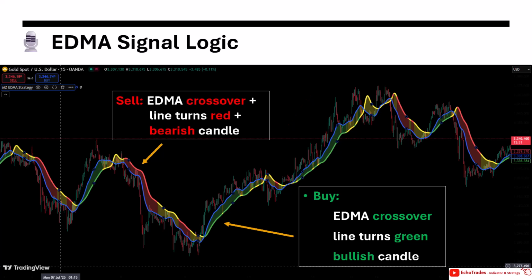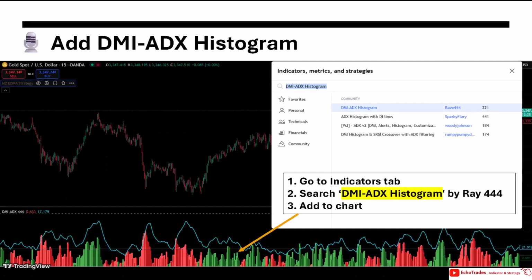Okay, EDMA gives us potential direction, but how strong is that move? Is it just a blip or real momentum? That's where the second part comes in, right? Exactly. This is where it gets really interesting. We bring in the DMI-ADX Histogram.